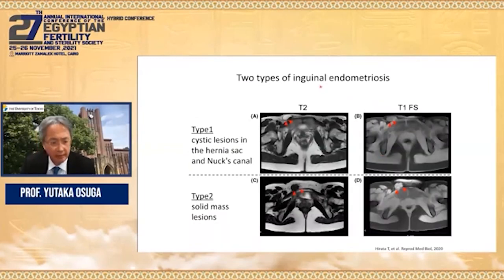So MRI is especially useful for preoperative diagnosis of inguinal endometriosis. We distinguished two types of inguinal endometriosis. Type 1 is a cystic lesion in the hernia sac and canal of Nuck. Type 2 is a solid mass lesion. The lesion shows low intensity on T2 weighted image and high intensity on T1 fat saturated image as shown here.